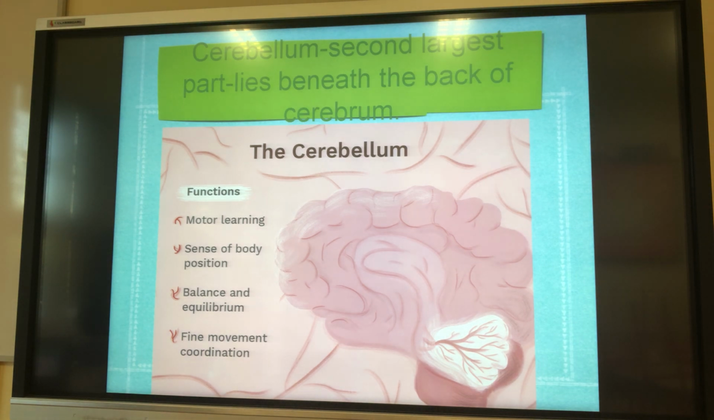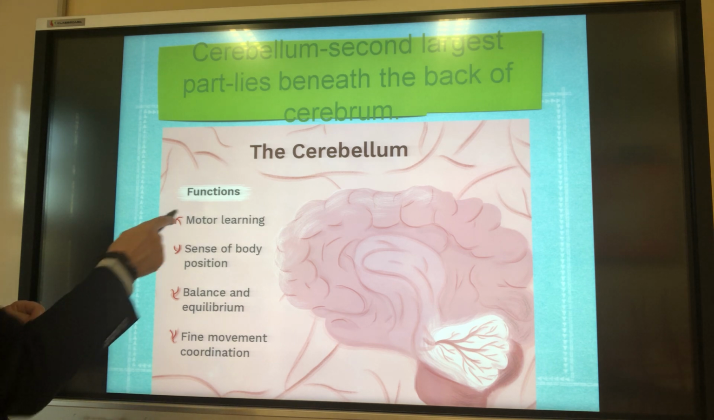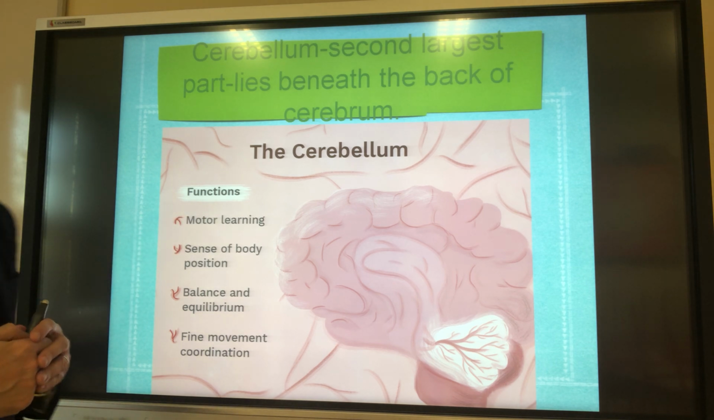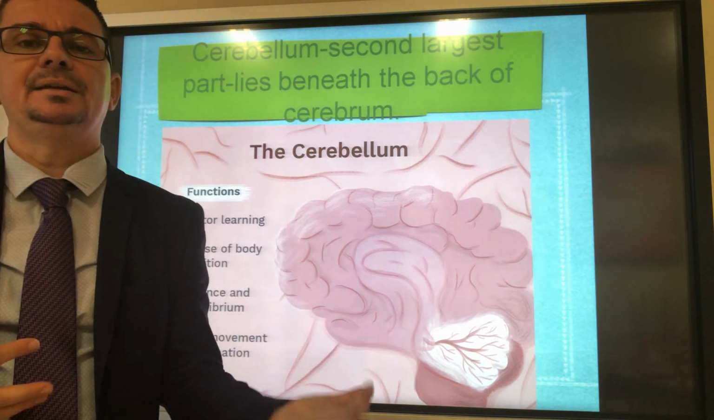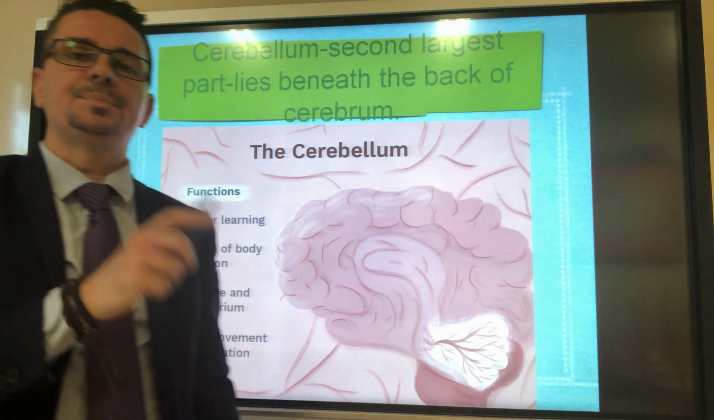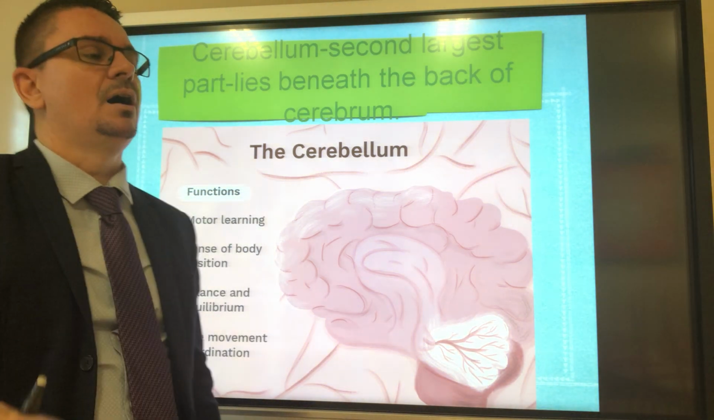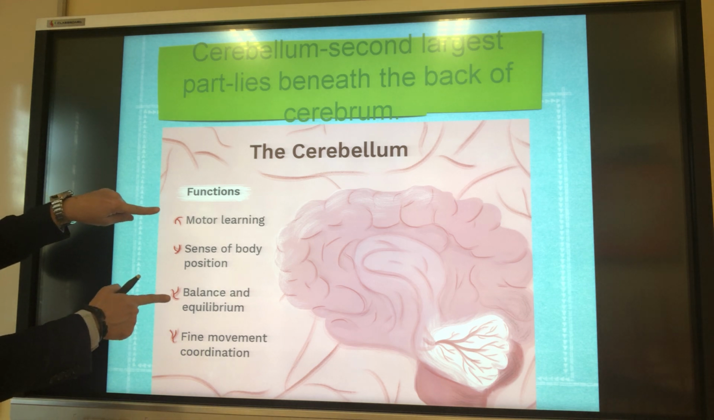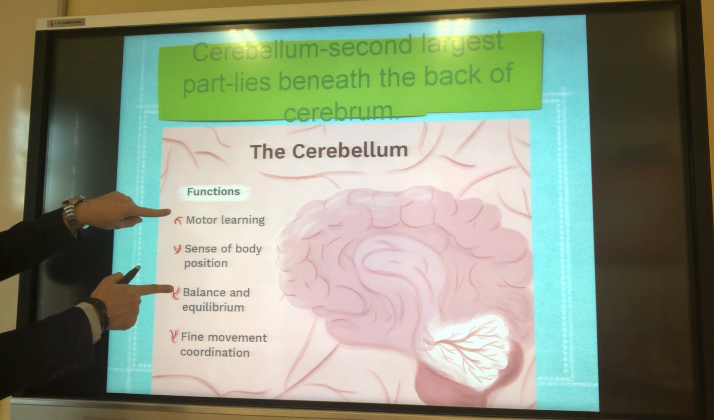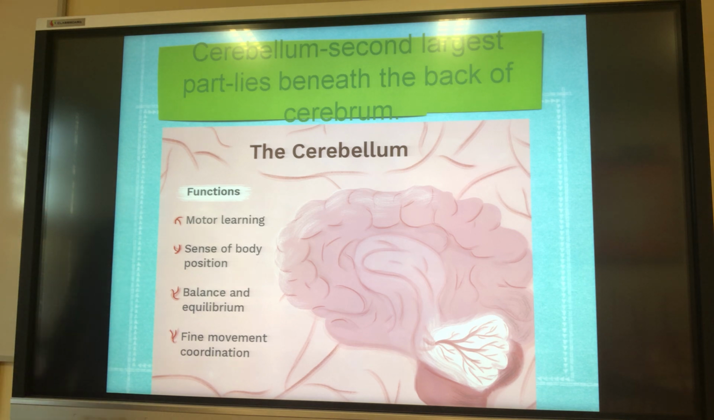What about the cerebellum, which is the second largest part of the brain? It lies beneath the back of the cerebrum. This is really important when we speak about motor learning, but this is not about traffic. Motor learning means the movements of your body parts, limbs, how you walk upstairs, and how you can feel where you are, and such things. Balance and equilibrium is also controlled by this. So I would just highlight these two here in your notes: motor learning, and balance and equilibrium.